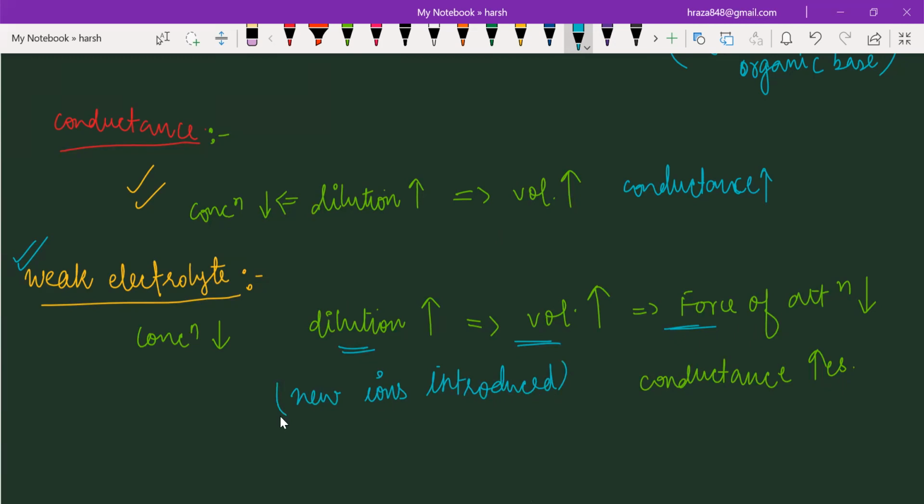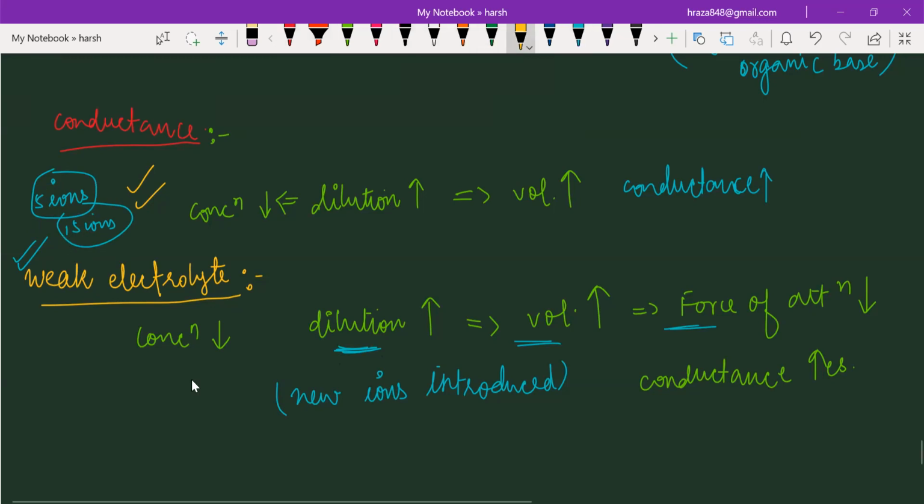Yes, sir. Just suppose initially there were 5 ions due to which conductance takes place. But if you increase the dilution, these 5 ions convert into 15 ions. That means the electrolyte produces 10 more ions. Are you getting my point? So if there are 10 more ions, conductance will be very high as compared to earlier.